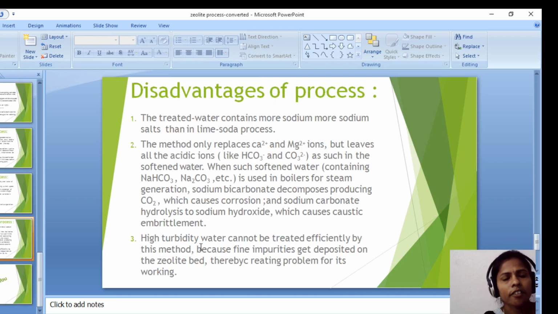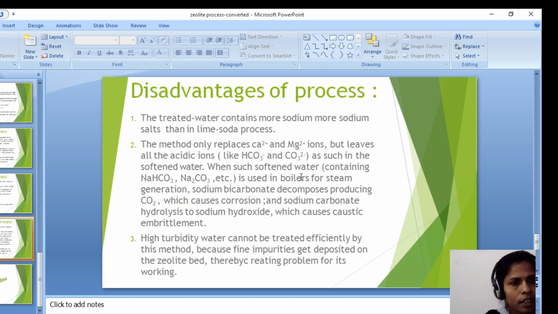So let us finally see the disadvantages of the zeolite process. The treated water contains more sodium and sodium salts than in the lime soda process. So the outlet water we are getting has sodium and sodium salts. The method only replaces calcium and magnesium ions but leaves all the acidic ions. That means it is not removing the bicarbonate and carbonate, that means it is not removing the anions. It removes only the cations in the water sample.